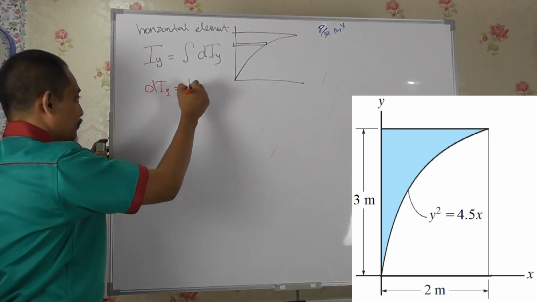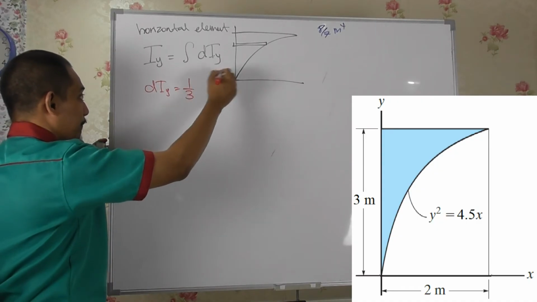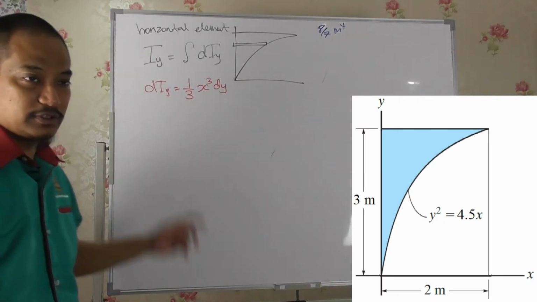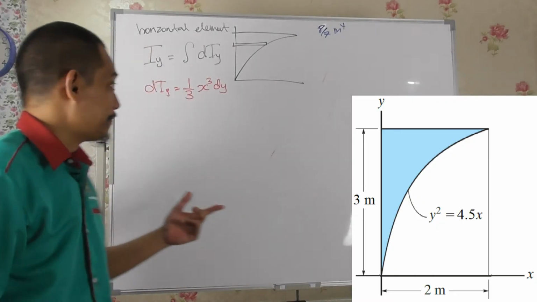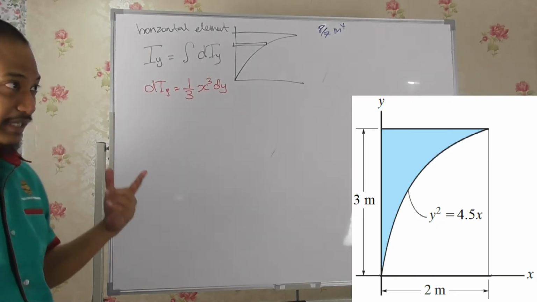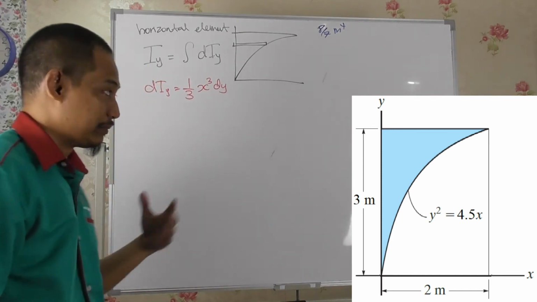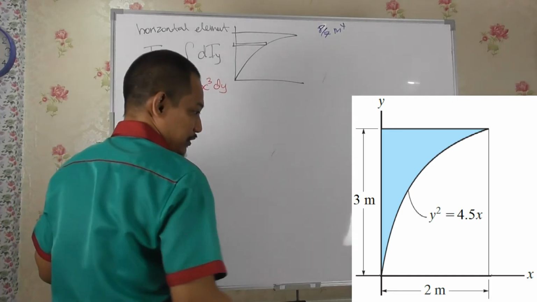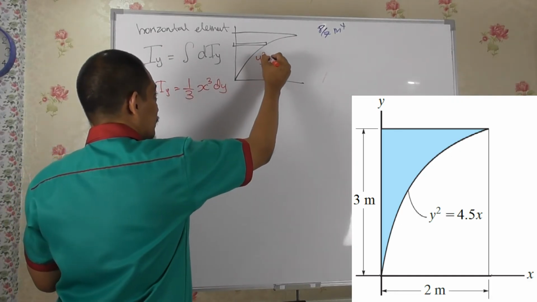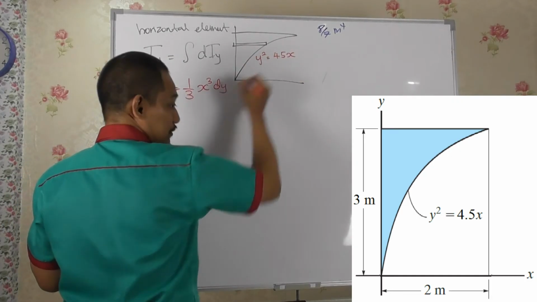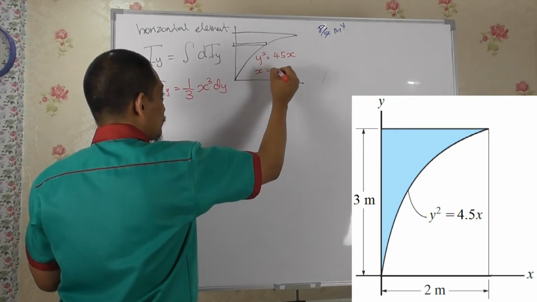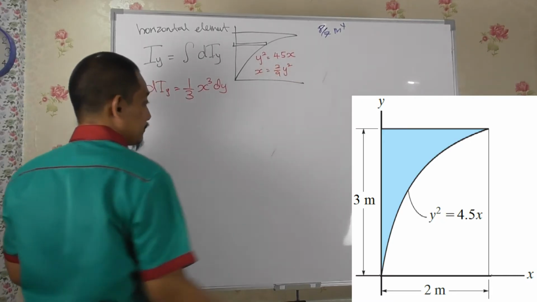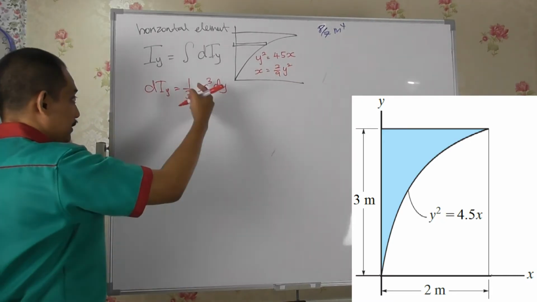dIy becomes 1 over 3 x cube dy, right? This is from 1 over 3 bh cube or hb cube, which can be derived by the parallel axis theorem if you don't remember. Okay, so x cube, so what is the equation? So y squared equal to 4.5x. So x equal to 2 over 9 y squared. Right, so plug in here.